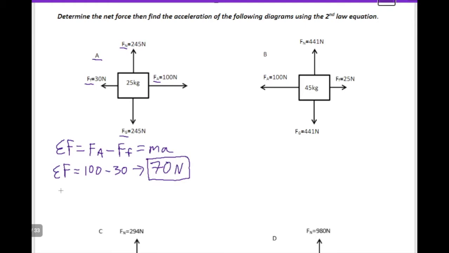Now that I know that the net force is 70, I can take that and plug that in to my other net force equation. So I have net force is equal to mass times acceleration. The net force we just said is 70. The mass is given to us, it's right here, it's 25. And acceleration is unknown. To solve for acceleration, I'm going to divide by 25. And I find out that the acceleration acting on this object is 2.8 meters per second squared.